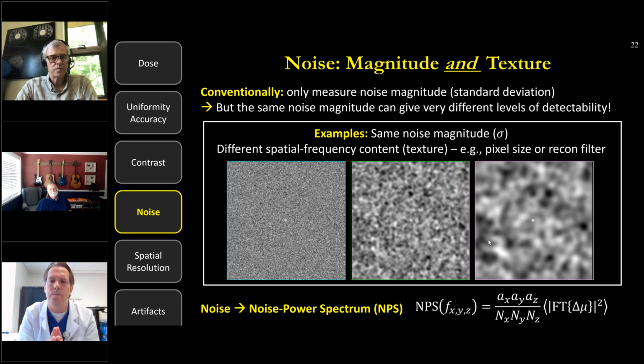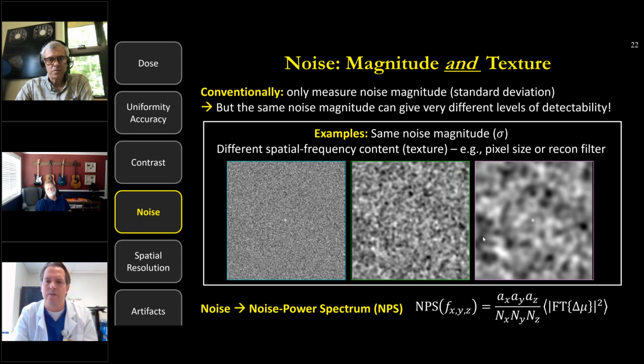I want to talk a little bit more about noise, because this is something where an eyeball test simply won't do. But conventionally, even just measuring the standard deviation is missing a lot. And I hope I can illustrate that here by showing you that the same noise magnitude can get very different levels of conspicuity and visual quality. So these three images show noise distributions, just quantum noise, with the same standard deviation. So that's what you would measure. And so a conventional metric would characterize these systems as exactly the same.